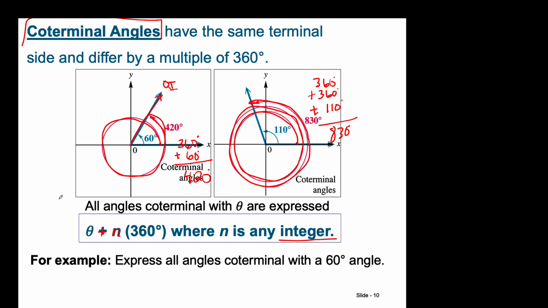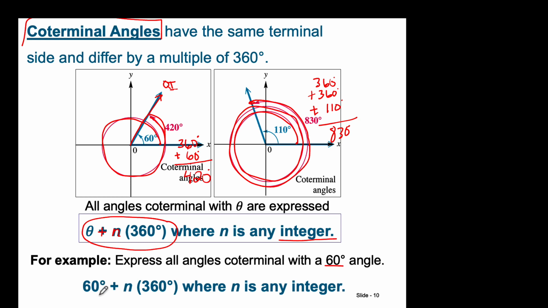For example, express all angles coterminal with a 60-degree angle. Okay, so we're going to use this right here. We're going to write an expression. We want theta to be 60 degrees, so that will go first. Then we'll do plus n and 360 degrees, where n is any integer. It would look like this: 60 degrees plus n times 360 degrees, and then we state that that is where n is any integer. So this expression right here represents all coterminal angles to this 60-degree angle.